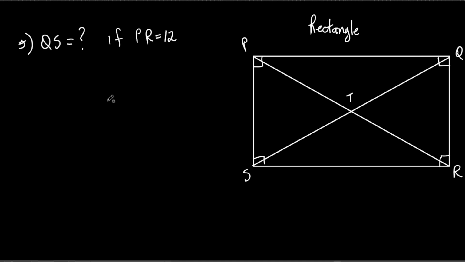All right, so here we go. So QS would be what then? It would be 12 because PR is 12. All right, that was easy. But if you're not watching, then you're not going to know how to do this.